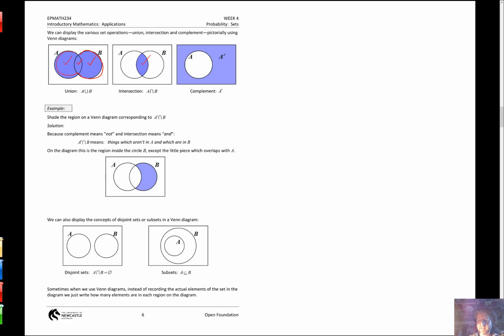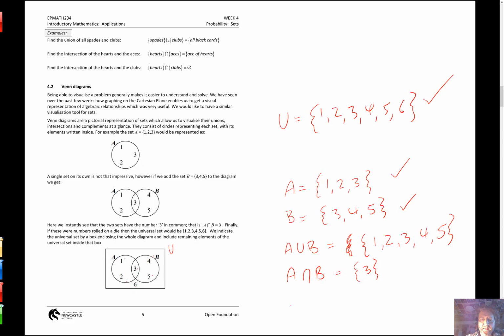The complement of A. Let's go back to the previous page and say, well, what was the complement of A? A dash. Well, if A is 1, 2, 3, and the universal set is 1, 2, 3, 4, 5, 6, then A dash must have been the elements 4, 5, and 6. Let's look at the picture. A dash is everything that's not in that circle, which is 4, 5, 6.